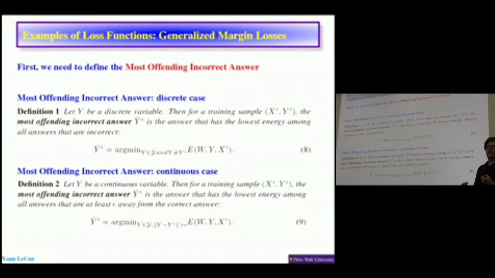So this is, among all the possible values of y in the discrete case, the one that happens to be wrong, but has the lowest energy among all the wrong answers. Okay? So you ask the machine, is this a car? And it tells you it's an elephant. That's the most offending incorrect answer, because the energy of elephant is the lowest among all. Or sometimes it tells you it's a car, but then the elephant is the runner-up. Or runner-down, because it's energy.